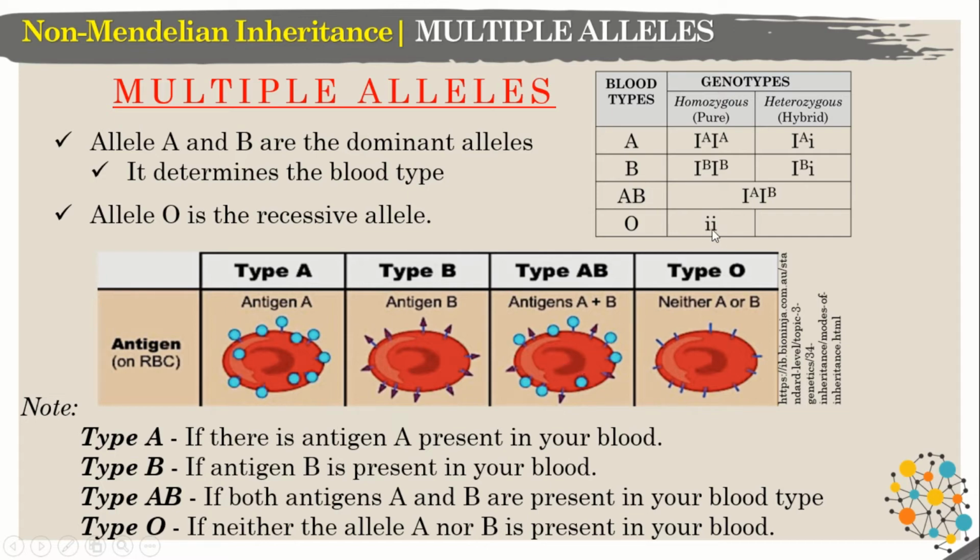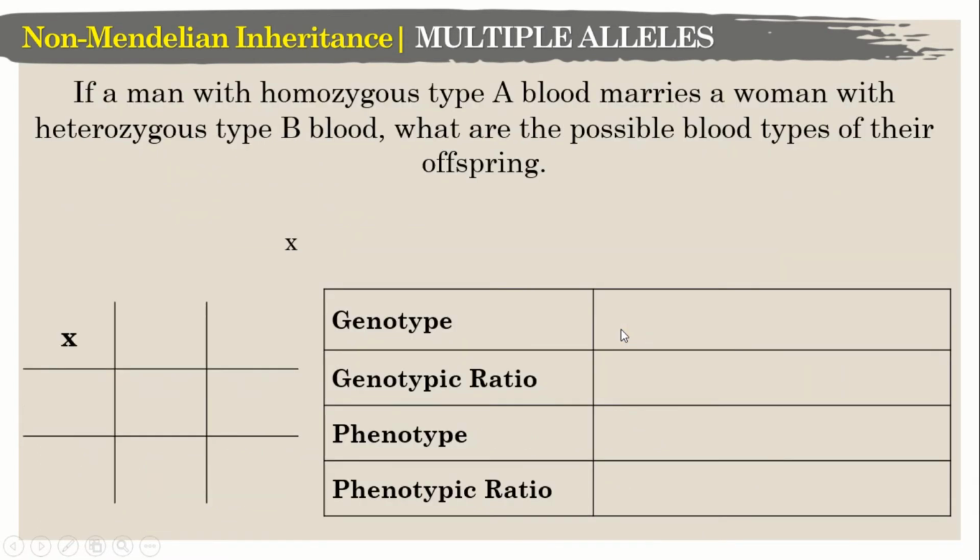When both are small i, that means this is the code for blood type O. Since it is recessive and both are i, only then will it be expressed. Unlike here, because both have a dominant trait, blood type O is not expressed. Do you understand? Okay. So, let us continue.